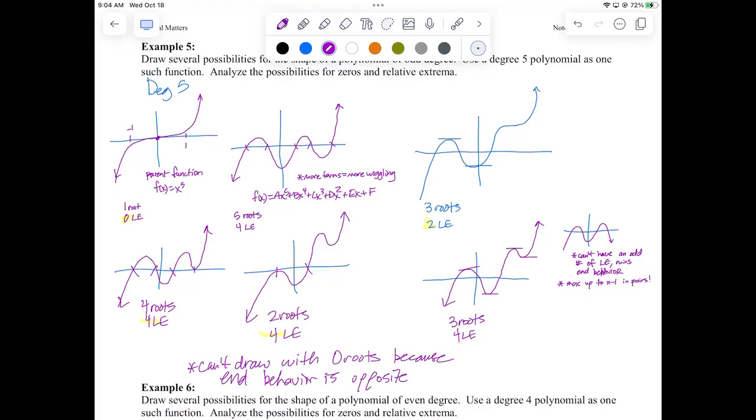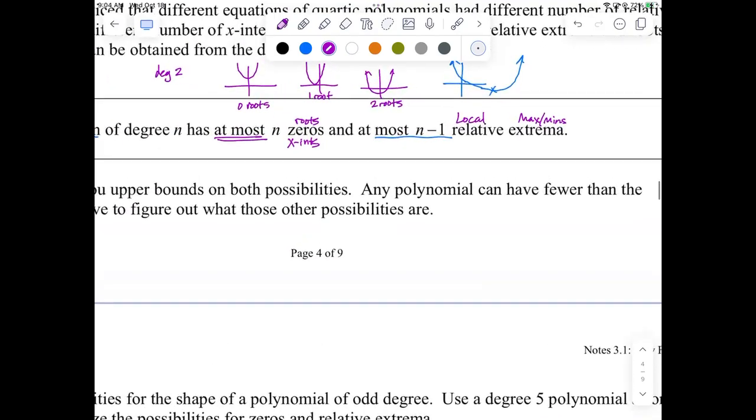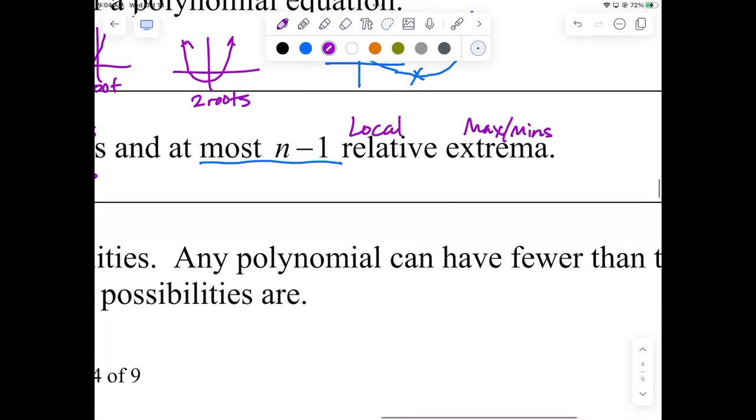What about our parent function? Yeah, it can't have 0. We have to count by 2s. Can it have 1 turning point? Can it have 3 turning points? No, it can't have an odd number of turning points. So that's why we say it has at most n minus 1 relative extrema, and then you could say in pairs. If you want to add that to the theorem, the relative extrema have to occur in pairs.